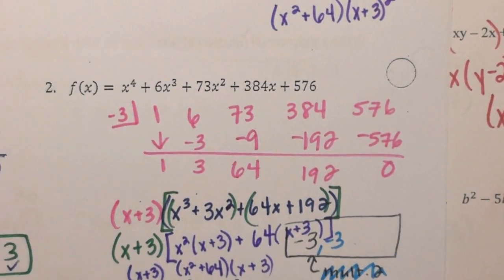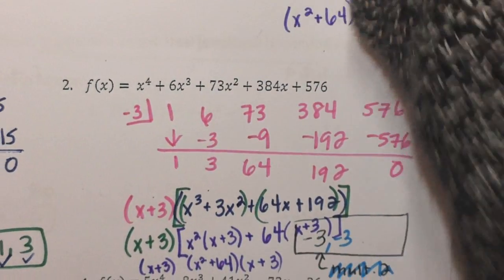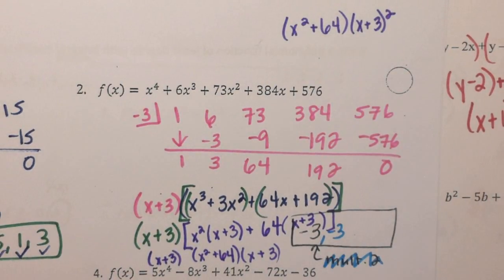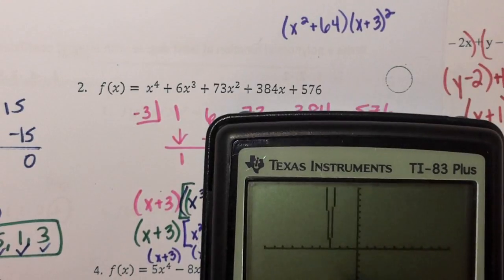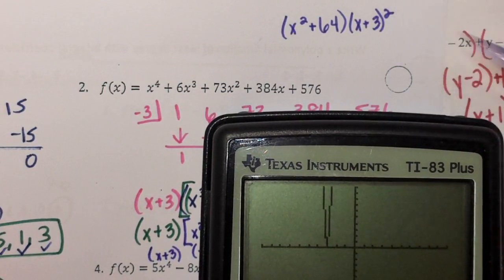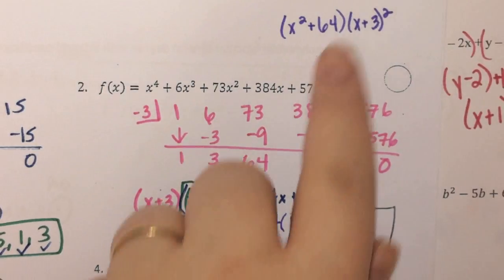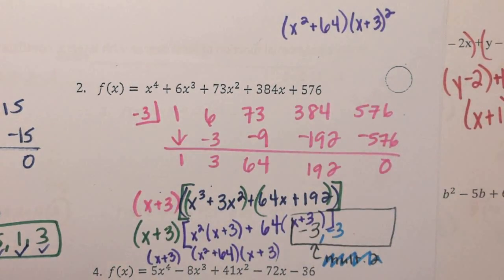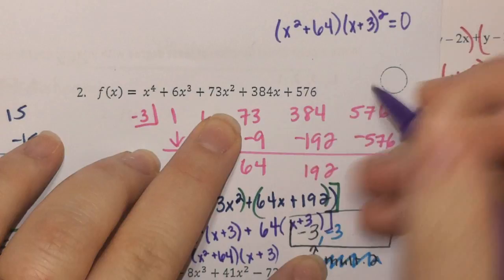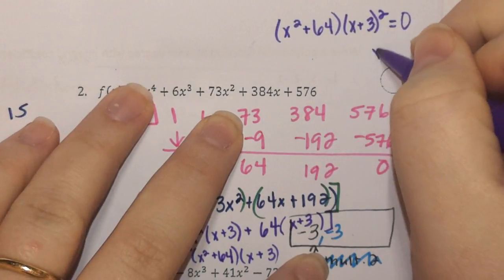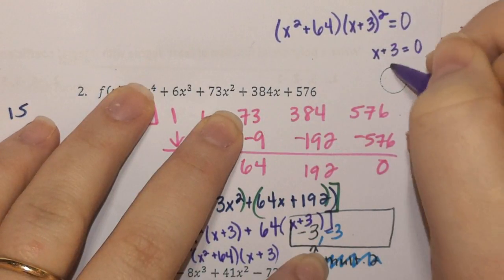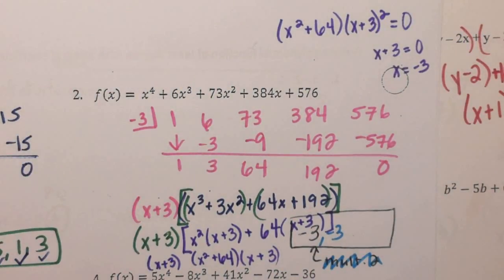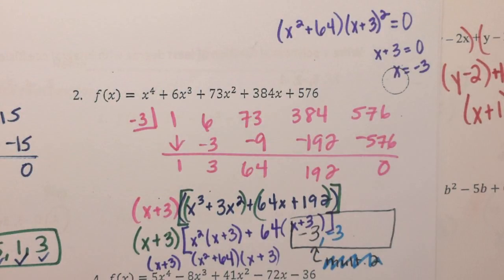But again, still not surprised by this because we already saw from the little hump on our graph, because our graph had that little hump. Where's my graph go? Because of that bounce at -3, we already knew it had a multiplicity of 2. So we're not at all surprised about this. Okay, so if we set each of these equal to 0, you already know x plus 3 equal to 0 gives you x equals negative 3. Duh, yay, we got that one. Woo! The issue is with the other one, the x squared plus 64.